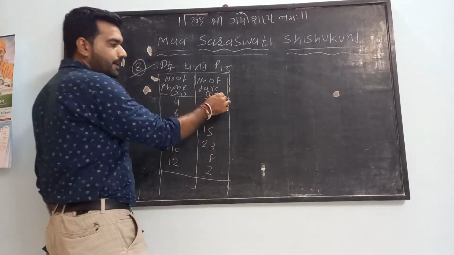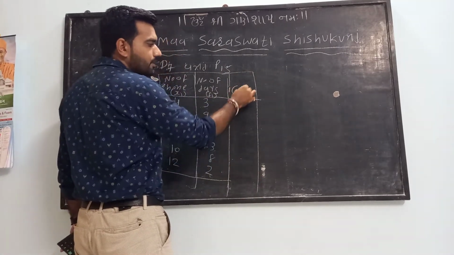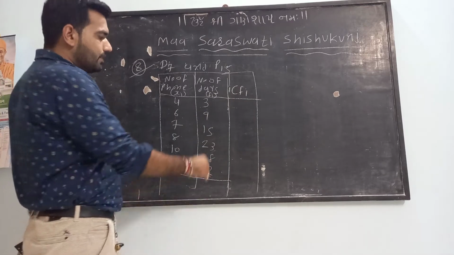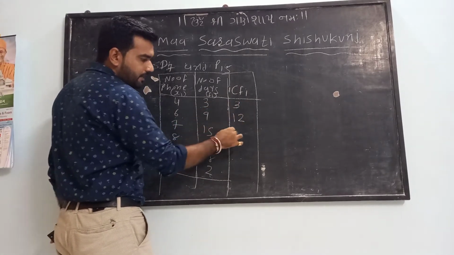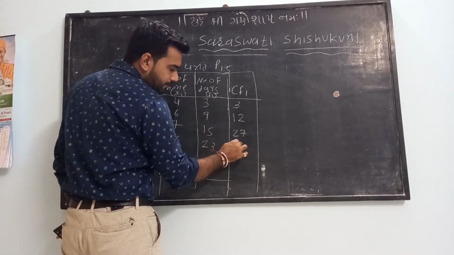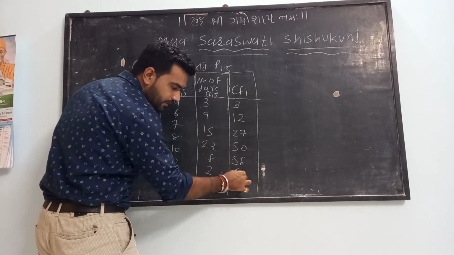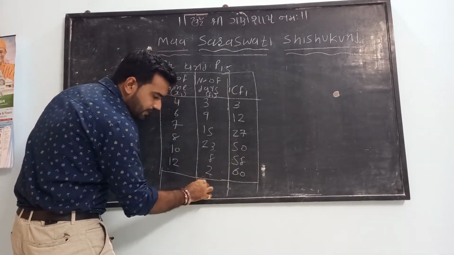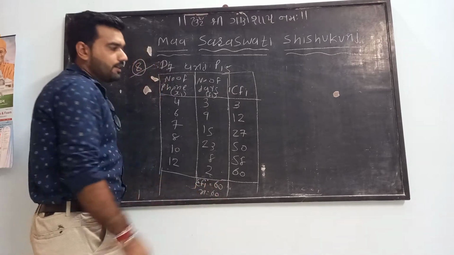Okay. So here Fi is given. Next column we have made is CFi, meaning cumulative frequency. So first it is 3 plus 9 is 12, plus 15 is 27, plus 23 means 50, plus 8 is 58, and plus 2 here is 60. So sigma Fi is equal to 60. So n is equal to 60.